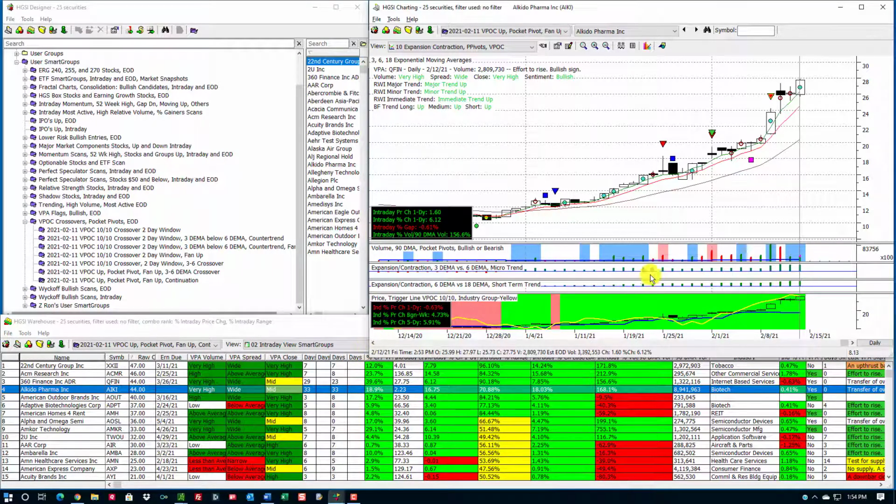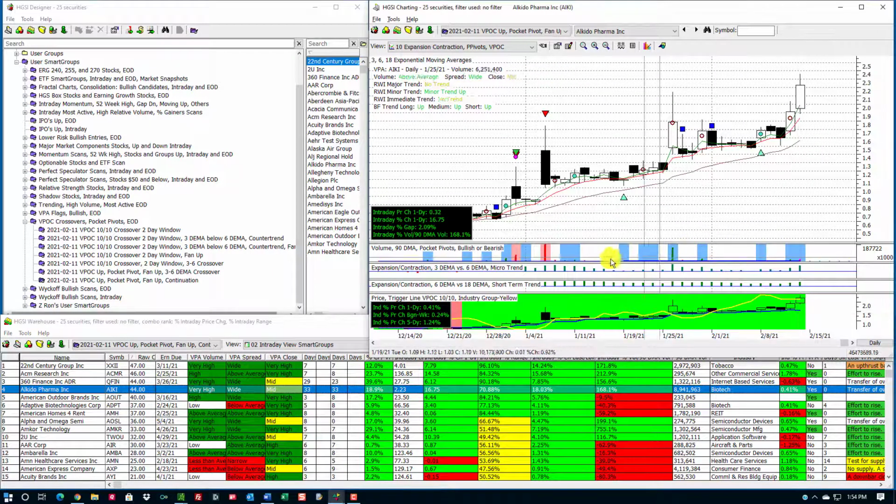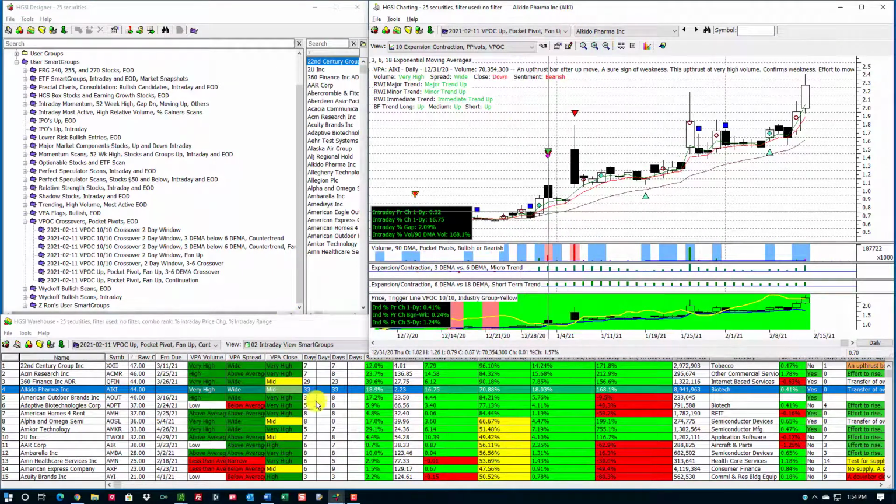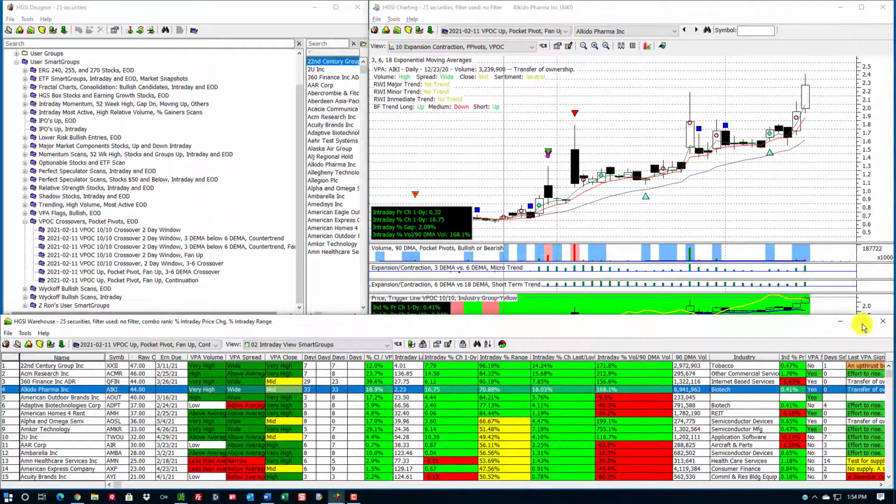One more. All of these are continuation signals. VPOC has been positive from clear back here, and the 3 has been above the 6 going back even further. Well, right here. They both crossed over at that point at 60 cents.